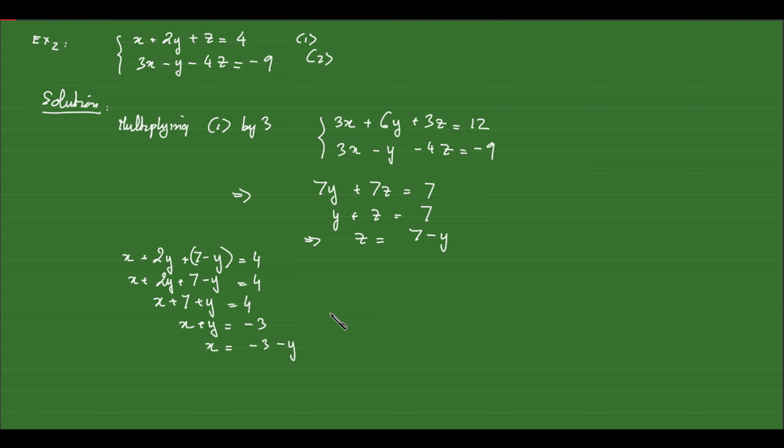So what do we learn from here? What we learn is that z will equal 7 minus y, and x is also equal to negative 3 minus y. So I can get z as long as I can get y, right? And x as long as I can get y. So for one y I can get one x and one z.